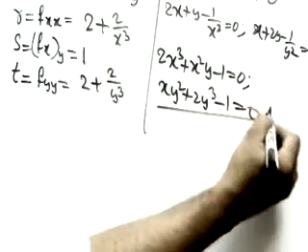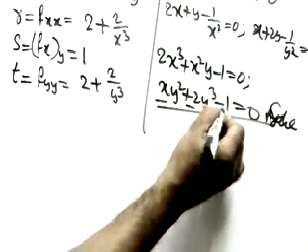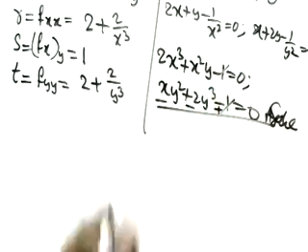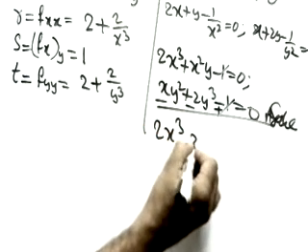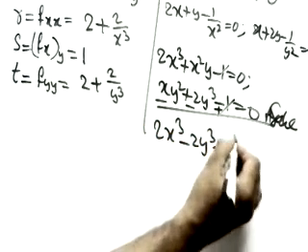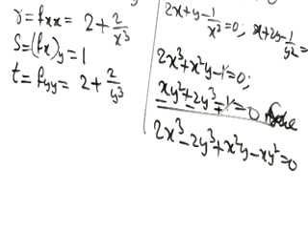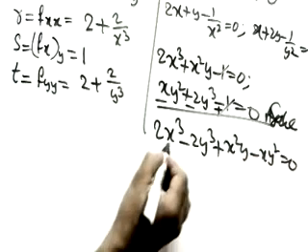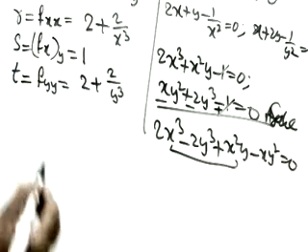You do one thing, you subtract this one, you will get some answer. If you subtract, this will become minus, this will become minus, this will become plus. Plus 1 minus 1 cancel. 2x cube minus 2y cube plus x square y minus xy square equals 0. Let me take common from these.